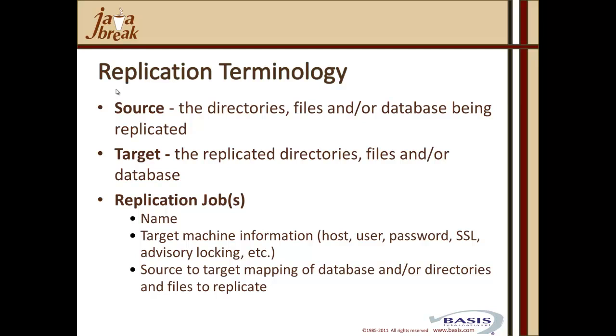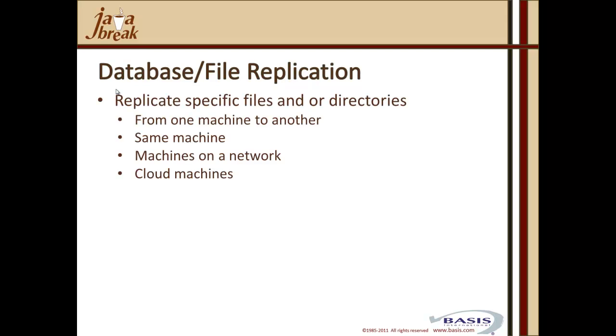The target machine information needs to be provided, the host, the user, the password, whether it's running through the secure socket layer SSL, whether it's using advisory locking, etc. And you need to provide the source to target mapping of database and or directories and files to replicate. So we can replicate specific files or directory in the file side of the replication structure from one machine to another on the same machine, as I showed earlier, on machines in a network or into cloud machines.